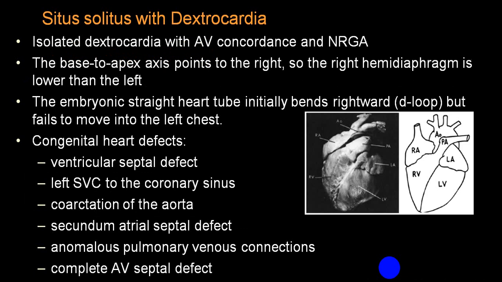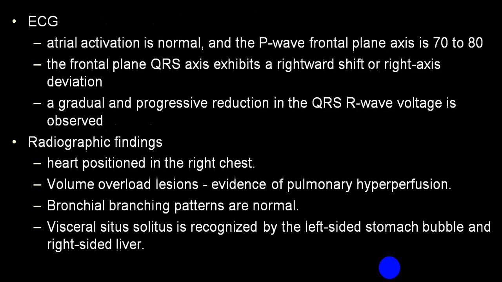In situs solitus with dextrocardia, the chance of congenital heart disease is very, very high, like VSD, coarctation of aorta, atrial septal defect, pulmonary venous connection anomalies, that is total anomalous or partial anomalous pulmonary venous drainage, and complete atrioventricular septal defects, etc. are very, very common.